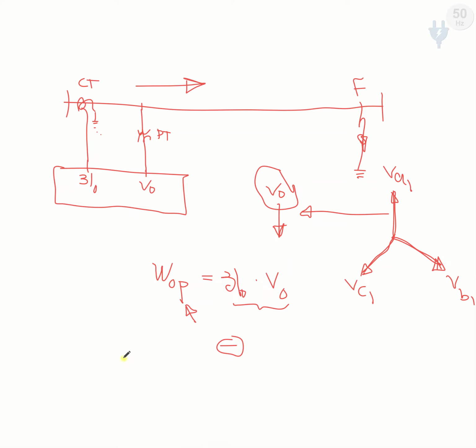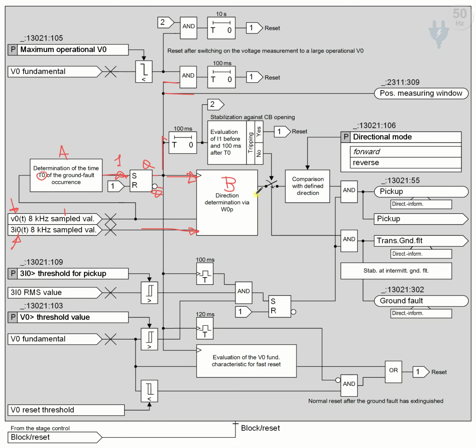All of these are done by the block we call block B. Block B calculates the active part of the zero sequence power and gives a signal to this part. Now this switch, for example, is under control of the block we call block C. In the next session, we are going to learn what block C does and how it operates, how it allows or disconnects the signal sent by the direction determination block.